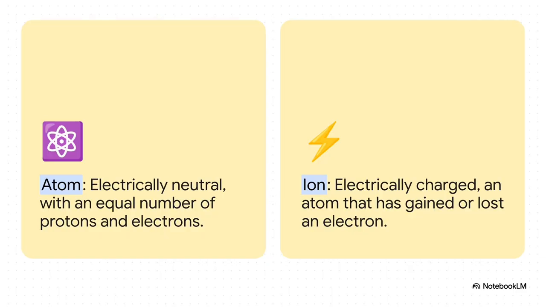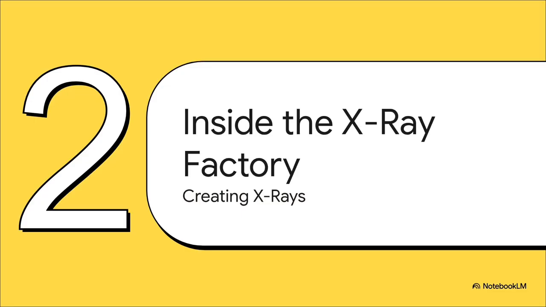But if you can hit that atom with enough force to knock one of its electrons clean out of orbit, it's not balanced anymore. It becomes a charged ion. And that process, ionization, is the whole idea behind what we call ionizing radiation. So now that we've got the basic physics down, let's step inside the factory.